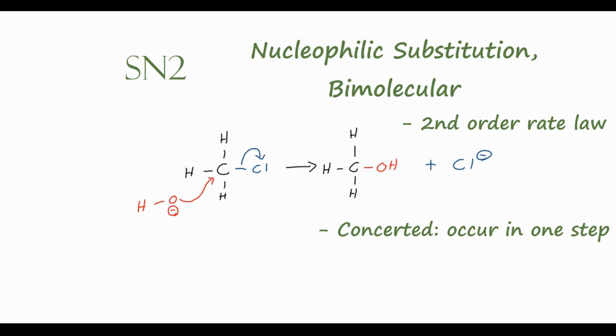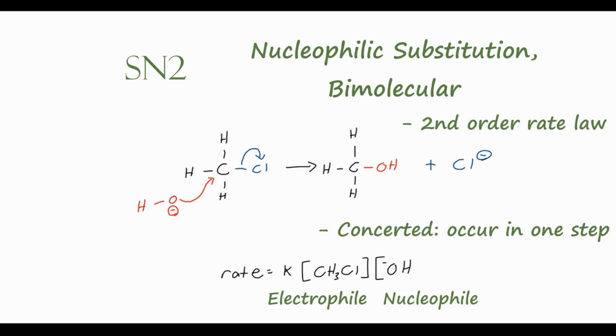So if we were to write a rate law for this reaction, we could write that the rate is equal to our rate constant k, which could be anything, times the concentration of CH3Cl, so that's our electrophile, times the concentration of OH-, our nucleophile. So if you doubled the concentrations of either of those, you would double the reaction rate. If you doubled the concentrations of both nucleophile and electrophile, the reaction rate would increase 4-fold.